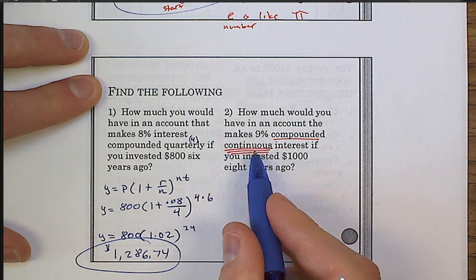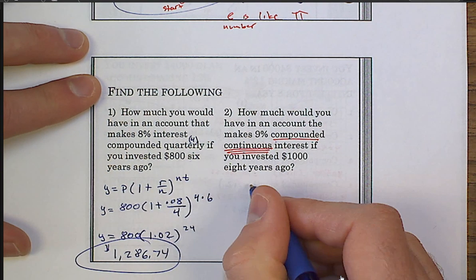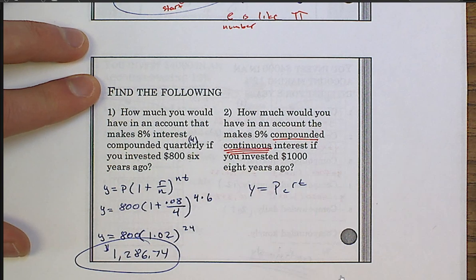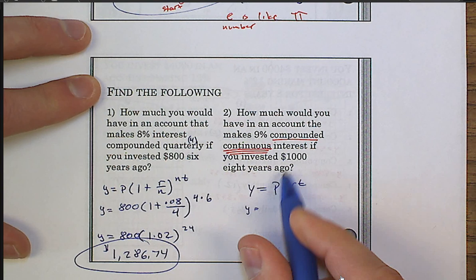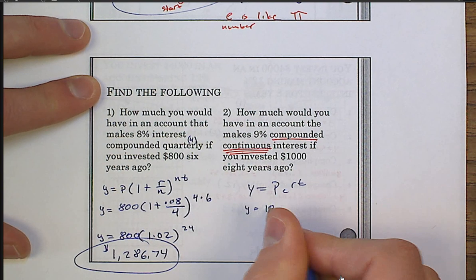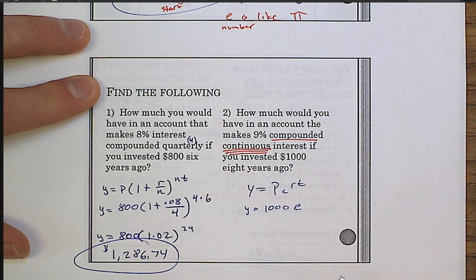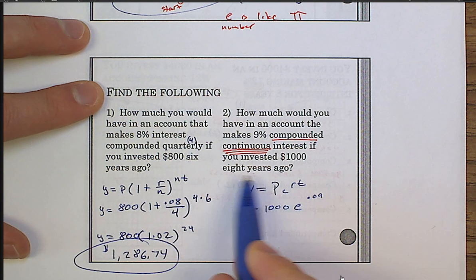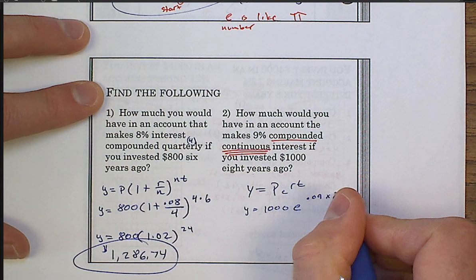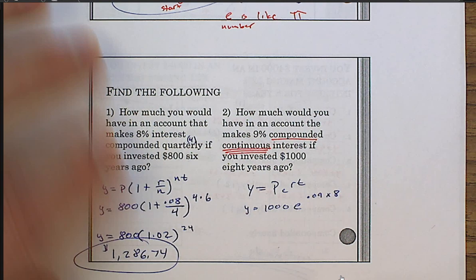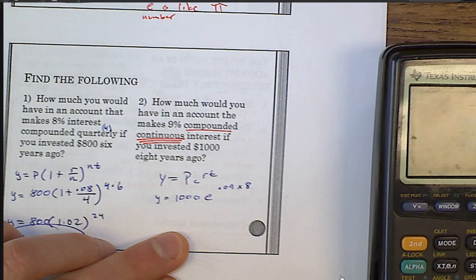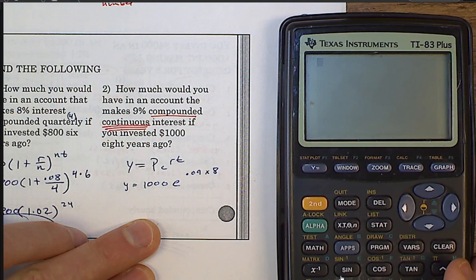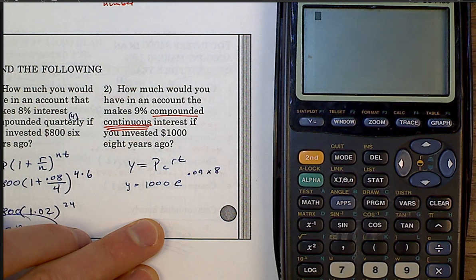Okay? So number 2 is, kind of already talked about it. It says continuous. That's when you know you're going to use y equals P-E-R to the T, your PERT formula. So what do we have? It says $1,000, so that's what we're starting with. E is a number, so we just leave it as E. Our rate is 9%, so 0.09, and it says over 8 years ago, so we'll times that by 8. Now, what you need to do in your calculator here, we just got to be a little bit careful, make sure we do things in the correct order.